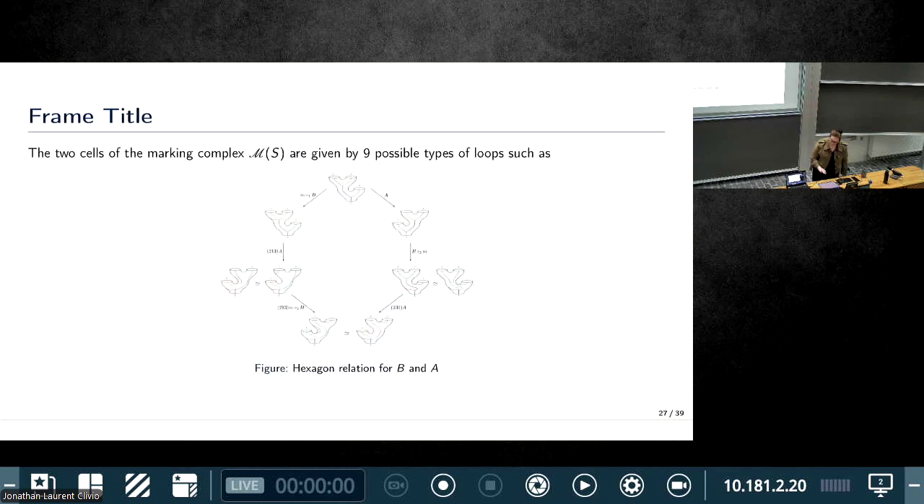And all of those are the edges of this complex, right? So the vertices are just the pants decompositions of the surface. The edges are all of these things. So we have now an infinite number of edges, but a finite number of vertices. So why do you have a finite number of vertices?